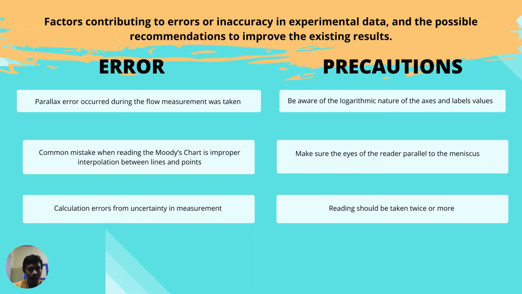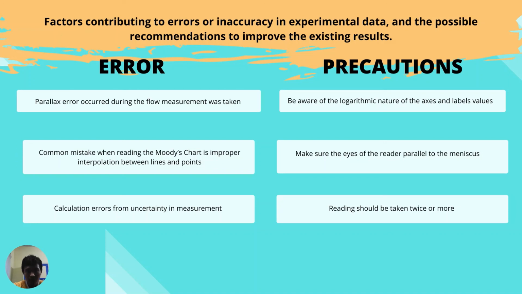So we have to make sure that we use a ruler and pencil when we read the Moody chart, so that we can see clearly the lines and the point. The third is calculation error in measurement. As a precaution, we have to be aware of the logarithmic nature of the axis and label values in the Moody chart.